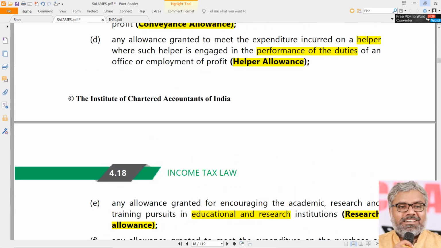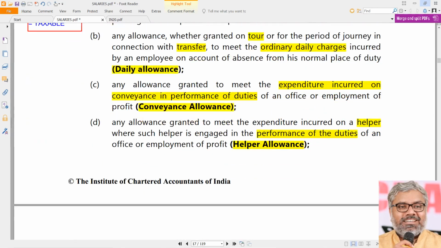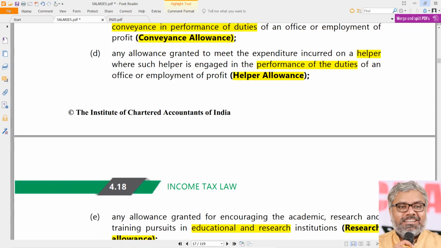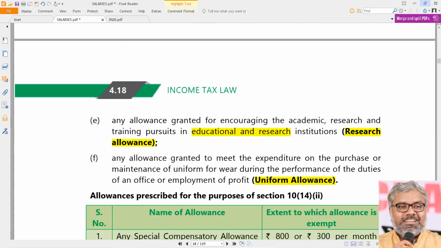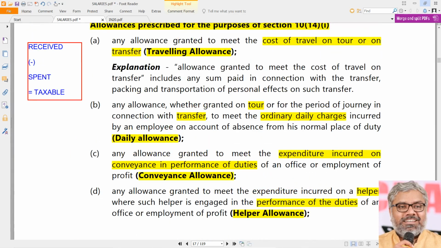But in reality what happens? Nobody cares about all this. If such allowances are given, generally it is all deemed to be spent by the employee. But you cannot write this. This is not law. Law is telling whatever you received minus whatever you spent, that is taxable. And I will give you exemption only if it is spent, that too spent for that particular purpose.